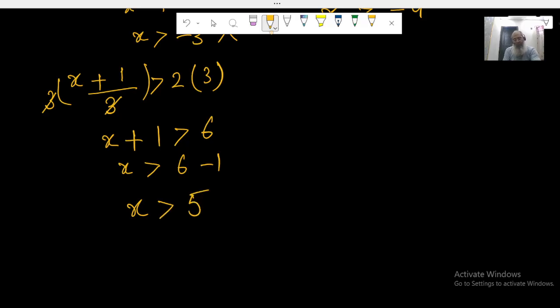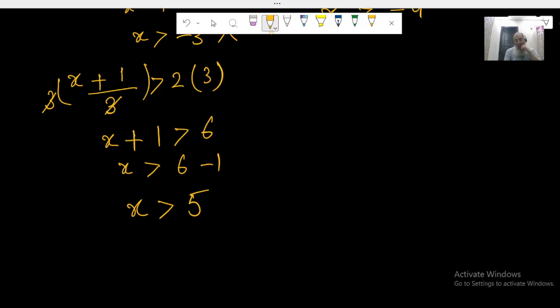So this is your final answer. And it is not a fixed value. It is a range of values: any value greater than 5, even if it's 6, 7, 8, or 9, or 10, or whatever, will satisfy this inequality. So remember these important mistakes and tricks while doing inequalities in the paper.